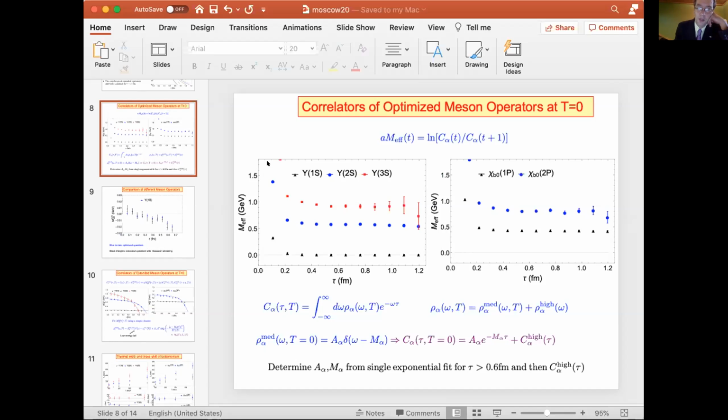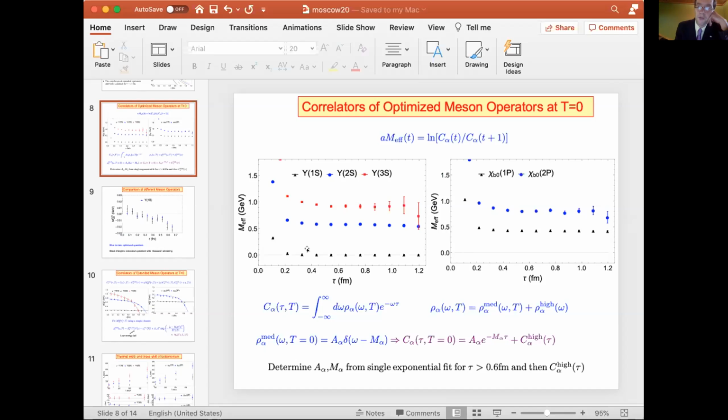So they increase at small time, which means that you have some extra contribution and you don't know what it is. So what we say is that the spectral function is the sum of a delta function, which parameterizes a bottomonium state of interest, and some high frequency part, which you could parameterize somehow, but we don't do it. Instead, having this ansatz, we get the correlation function written as an exponential decay plus something else.